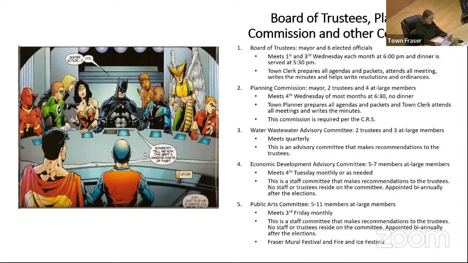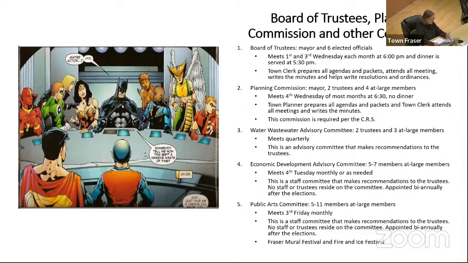And then the public arts committee consists of 5 to 11 members at large. That committee does fluctuate greatly in its composition, and they meet the 3rd Friday monthly. This is a committee that makes recommendations to the trustees. No staff or trustees reside on this committee either, and they're also appointed biannually after the elections. They do things such as the Fraser Mural Festival, and we have a new festival this year called Fire and Ice, and they are heavily involved in art in public places. That committee is doing some really great things.